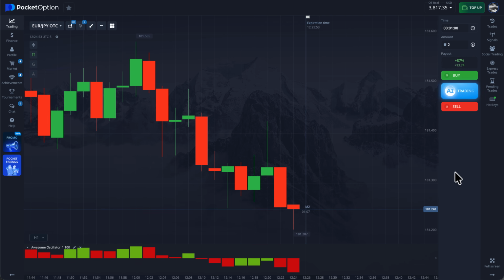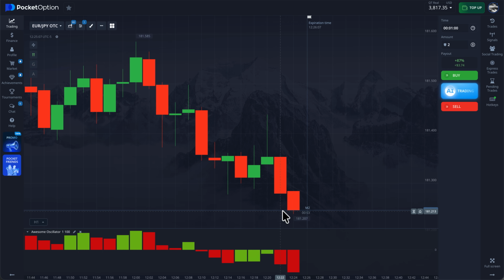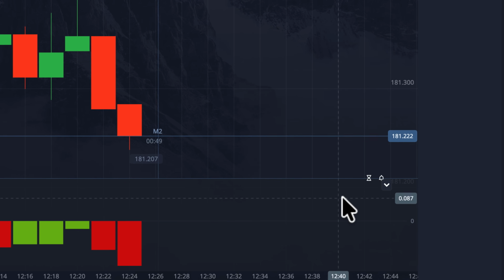So the first thing you guys are going to do is apply an indicator to the chart. And this is really going to make all the difference right here. So this is the Awesome Oscillator down here. And this is a very important part of this strategy. Now, to expand this, look very closely right over here on the right.